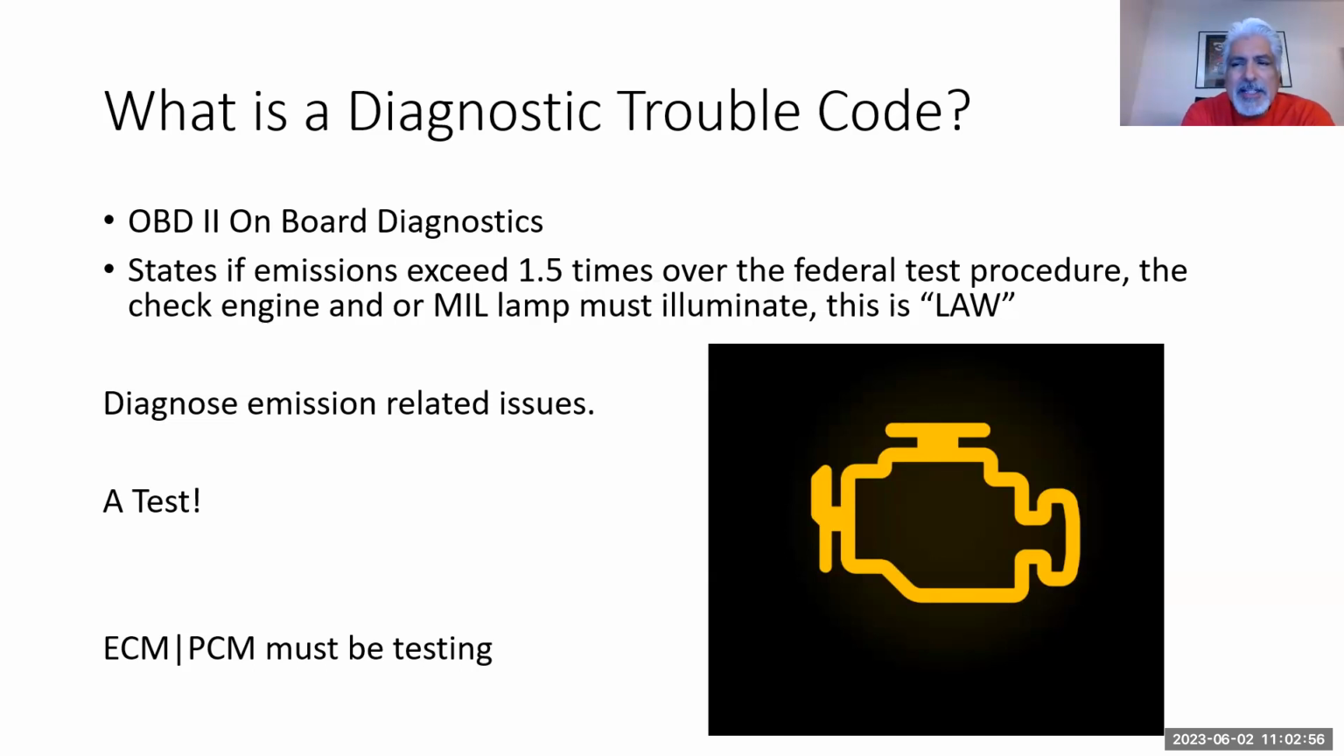Now, you've got to understand, it's all about emissions. Back in 1996, through the Clean Air Act, we had this thing called OBD2 come about, Onboard Diagnostics Generation 2. It stated that if emissions exceed 1.5 times over the federal test procedure limits, the check engine light or malfunction indicator lamp, as we call it, the MIL lamp, must illuminate. That is law. So any emission-related fault, or anything that affects emissions. To be honest with you, the malfunction indicator lamp or the check engine light is actually government owned in reality, because that's what makes it come on.